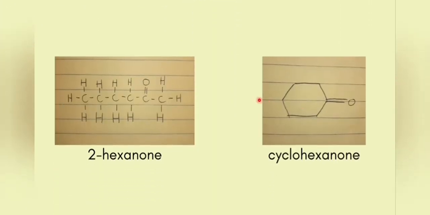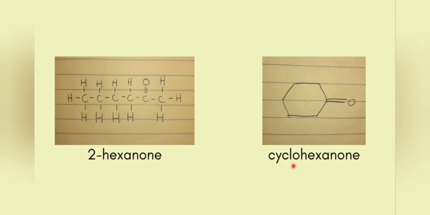So here are some examples. 2-hexanone. There are 6 carbons present in the parent compound, thus giving the name hexane. And the E of hexane was replaced with ONE because there is the presence of a ketone. So 2 because the ketone was located on the second carbon. So 1, 2, thus giving the name 2-hexanone.